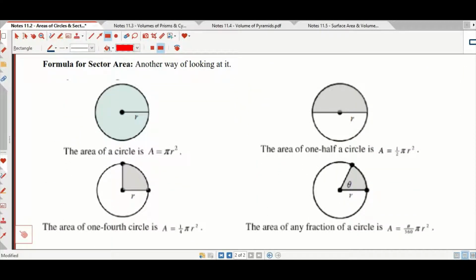Formula for sector area. Another way of looking at it. The area of a circle is A equals pi r squared. The area of 1/4 of the circle is 1/4 pi r squared. The area of half the circle is 1/2 pi r squared. And the area of any fraction of a circle is simply theta over 360. That is the portion of our 360 degrees that we're taking out, times the area of the whole thing. So there it is, folks. Sector area.